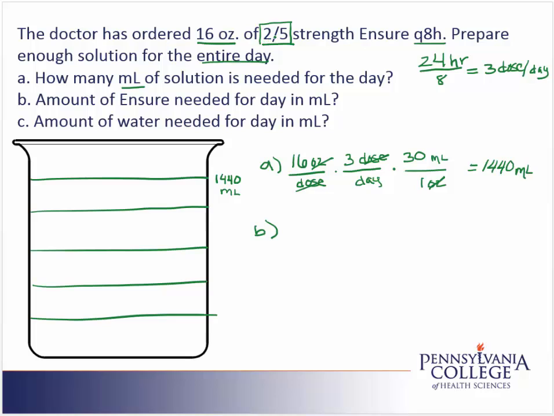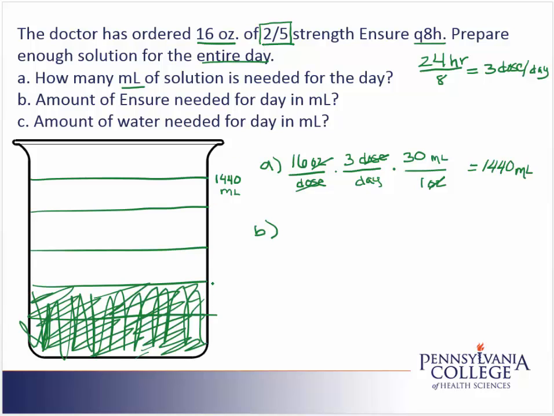And 2 on the top tells me that 2 out of those 5 are the Ensure. So I'll shade those. So these 2 sections are the Ensure. And the rest of this, all of this up here, is water. And those are the 2 ingredients to make the feeding. So now I need to figure out the milliliters for the Ensure and then the milliliters for the water.